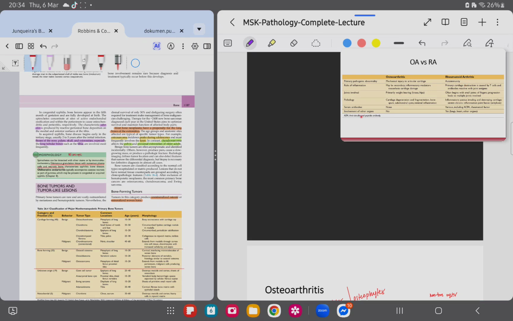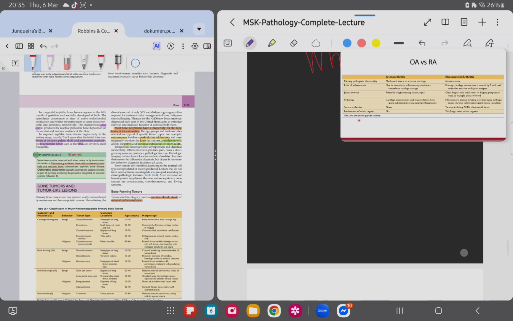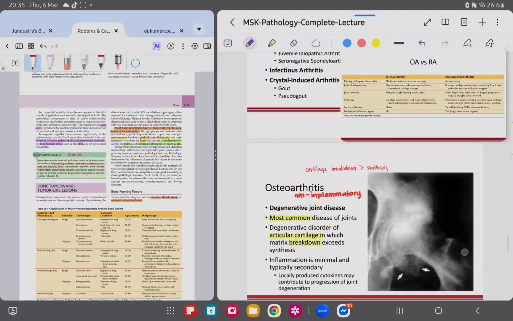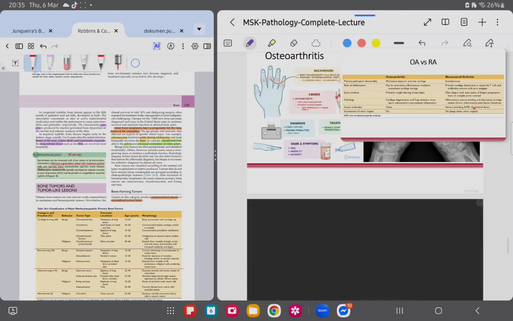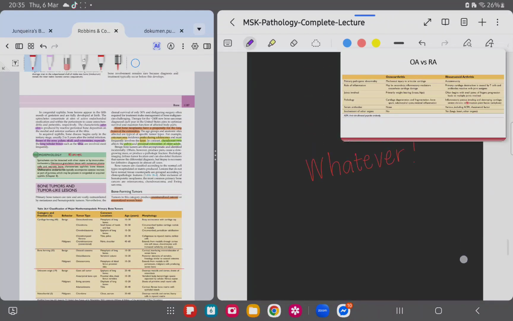And whether there is involvement of other organs. Rheumatoid arthritis, because it's an autoimmune disorder, will definitely involve other organs, such as your lungs and the heart. Serum markers might be available for rheumatoid arthritis, such as rheumatoid factor, but definitely not for osteoarthritis.